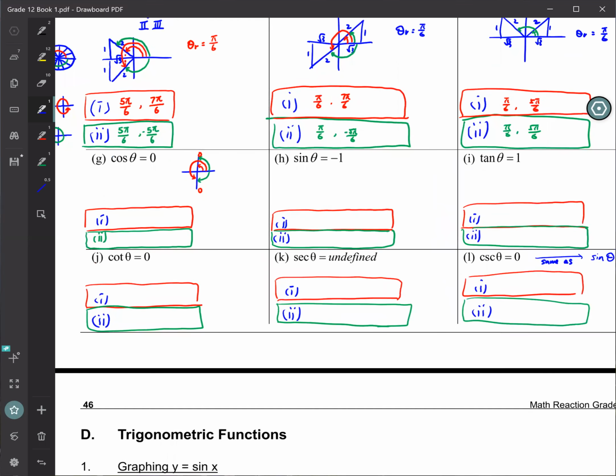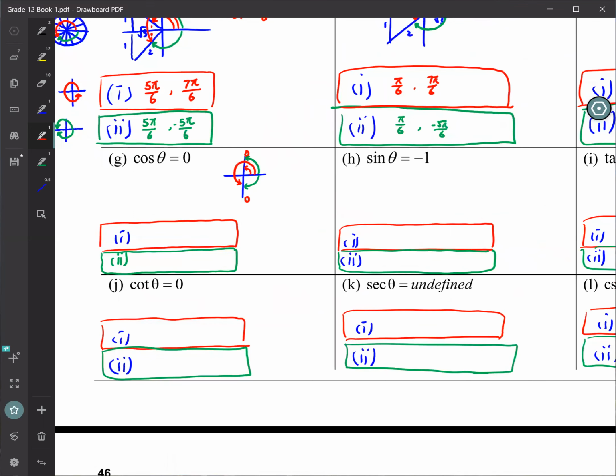Okay, Trudy, can you tell me your answer for G? I think it's pi over 2. Pi over 2. And the second one? 3 pi over 2. Okay, hold on. Let me write 3 pi over 2. Okay, how about the green one? Pi over 2 and negative pi over 2. Yep. Okay, so for this question, we have two answers for each domain.